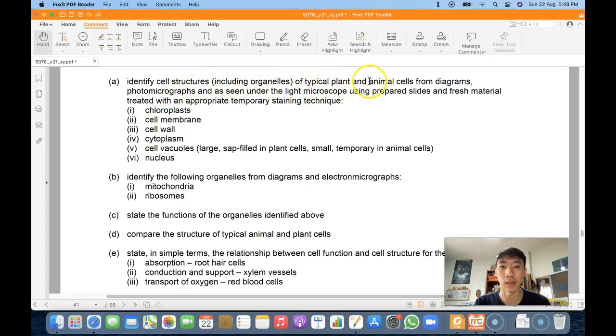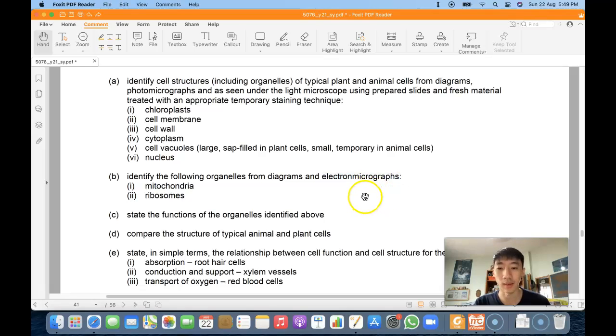The organelles of the typical plant and animal cells from diagrams and photomicrographs, which means electron microscopy, as well as light microscopes. And you need to identify these organelles: chloroplast, cell membrane, cell wall, cytoplasm, cell vacuoles, nucleus, mitochondria, ribosomes. You see that there's 6 of them here. These 6 have to be observed under photomicrographs and light microscope. But the 2, mitochondria and ribosomes, can only be seen under electron micrographs.